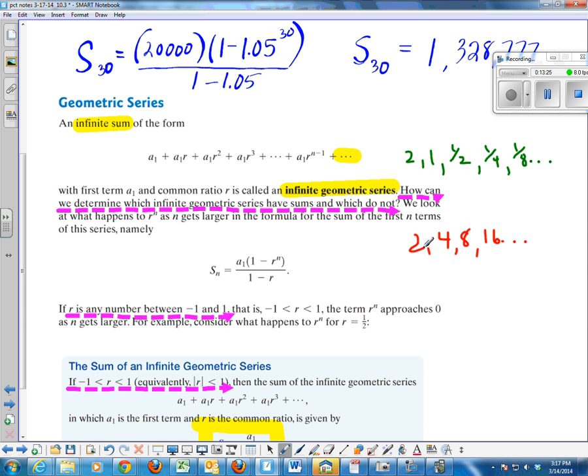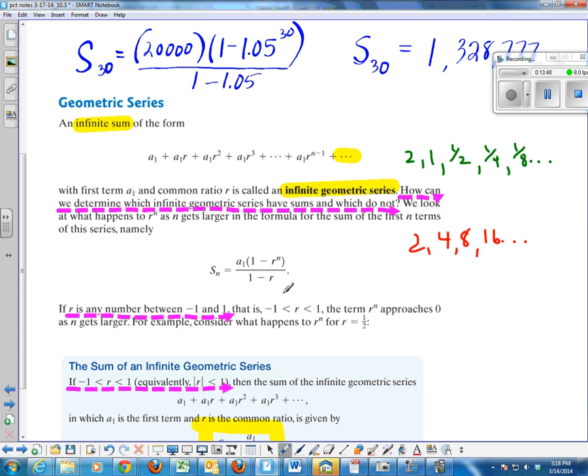You could find the sum of the first 5 terms or 8 terms, but you could not find the sum of the whole sequence because these numbers are getting larger and larger. This, however, being the convergent sequence, you can find the sum of this as long as the terms are getting smaller. And that is represented if R is a number between -1 and 1.